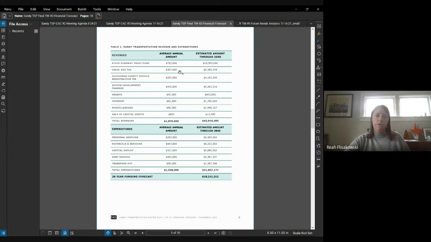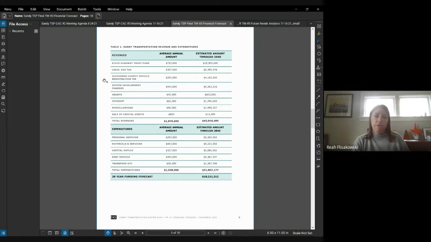And then another one is Sandy has a local gas tax. And you can see right here, annually, it's just over $300,000. And if we extrapolate that out, we get just over $6 million over the next 20 years for that. And then there's also, if you don't know, Clackamas County has a new vehicle registration fee.